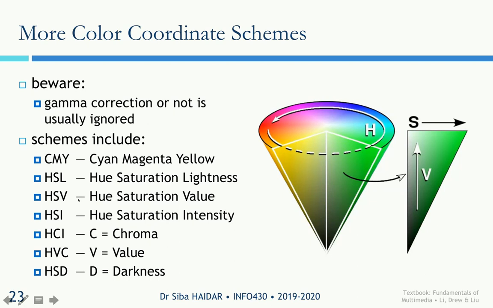The HSL, HSV, HSI, which are hue saturation lightness, value, or intensity. So those are different systems, but somehow similar, and the equations differ. And HCI, which stands for hue, chroma, and intensity, hue value and chroma, hue saturation and chroma, or hue saturation and D for darkness. And this is a schema representing the HSV color scheme, which is also very well known. And instead of the cylinder, since at the end of the cylinder there are only black colors, we can represent the values to vary inside a cone instead of inside a cylinder.